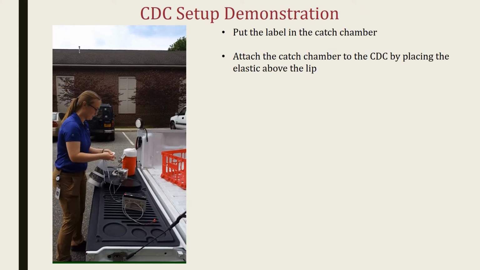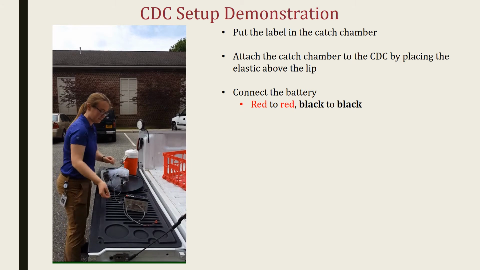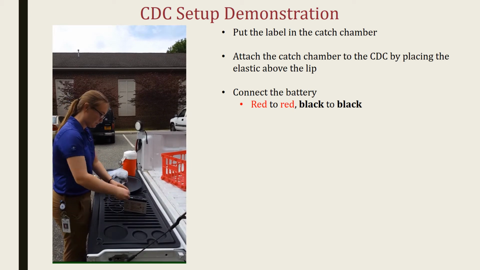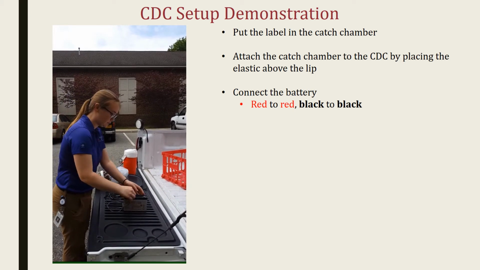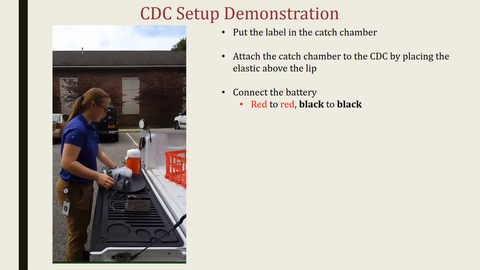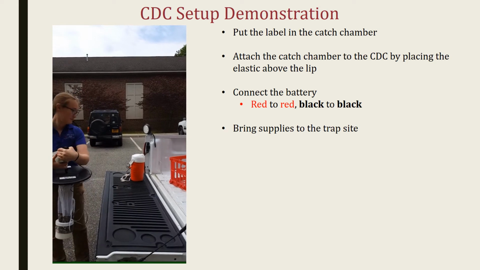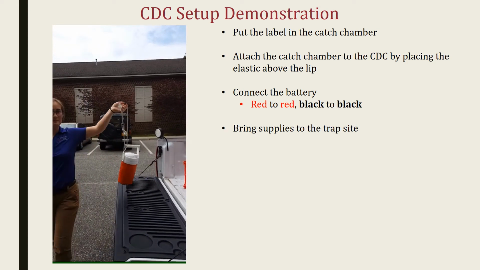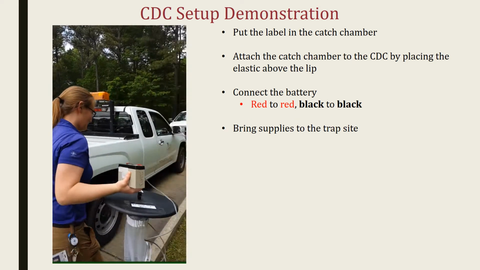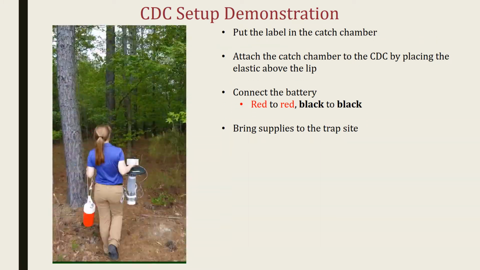This is how you're going to set up the trap. You're going to put the label in the catch chamber, attach the catch chamber to the CDC by placing the elastic above the lip, and connect the battery, and make sure to do red to red, black to black. When you're done with all that, you're going to bring all your supplies to the trap site.